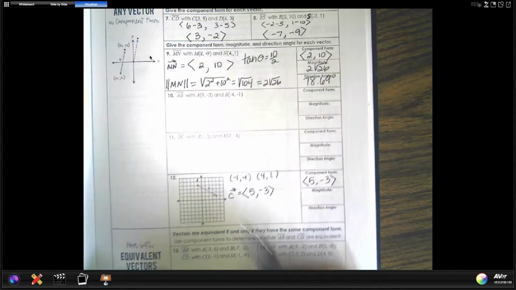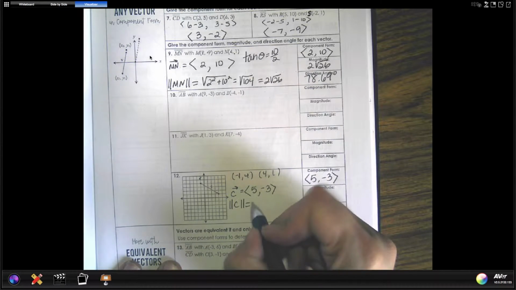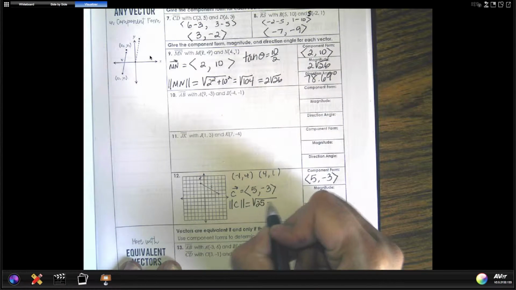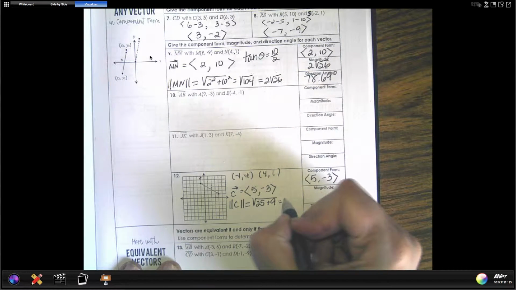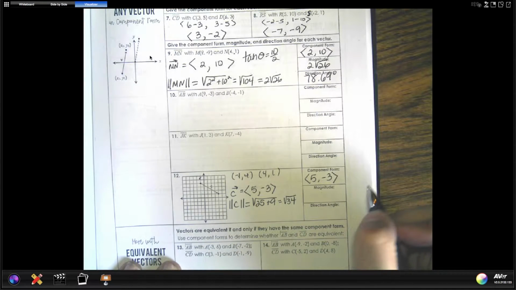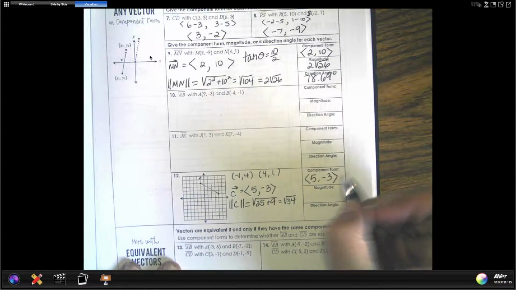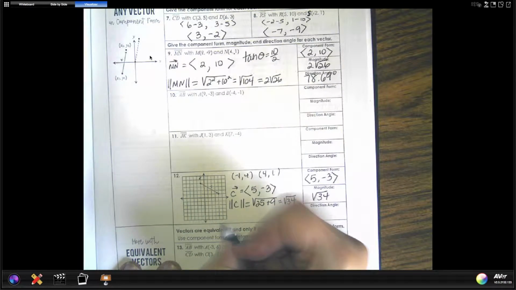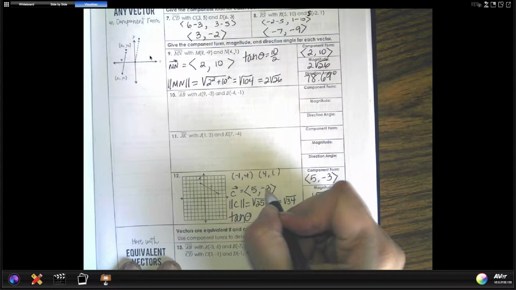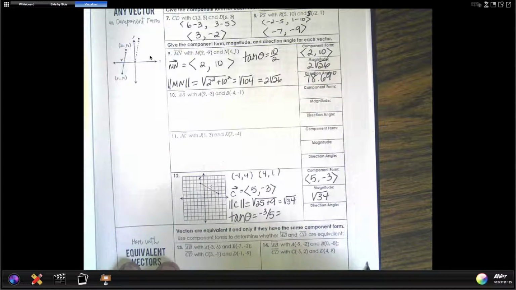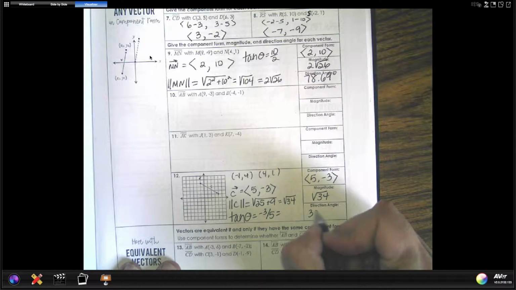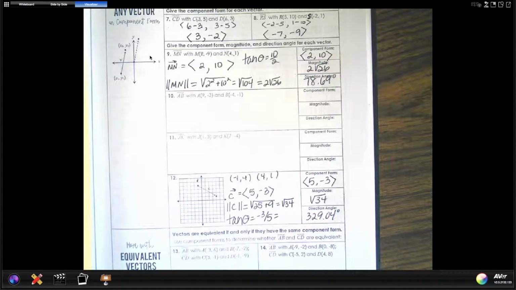Then to find the magnitude, so the magnitude of C is the square root of 5 squared is 25, negative 3 squared is positive 9, which equals 34. And then for the direction angle, we take B over A, so negative 3 over 5, which gives us 329.04 degrees.